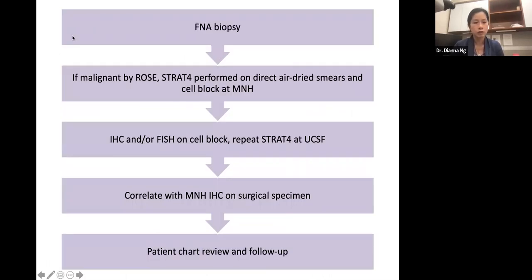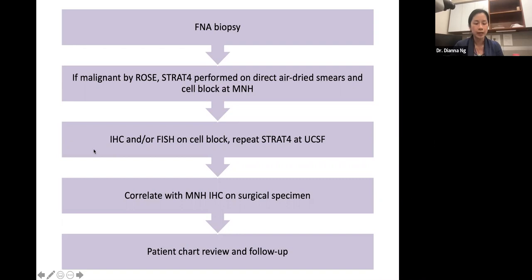So in terms of the workflow for our own study, we recruited women from the FNA clinic who were women presenting to clinic anyway for a diagnosis of their breast mass. So a routine clinical FNA biopsy was done. And then if it was determined to be malignant by rapid on-site evaluation, additional material was collected and the STRAT4 was performed. And we also collected for cell block so that we had that immunohistochemistry correlate.